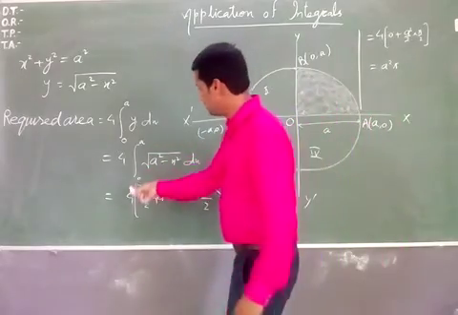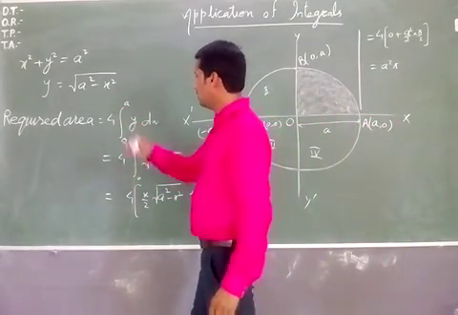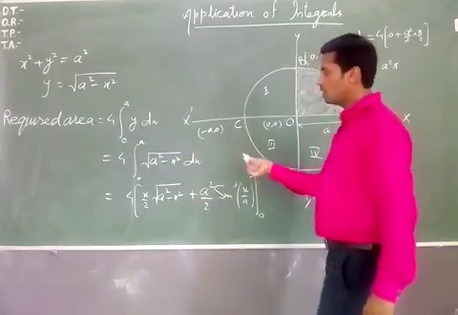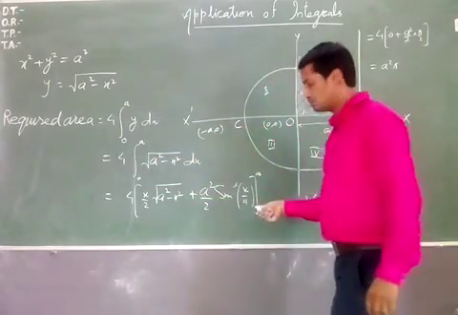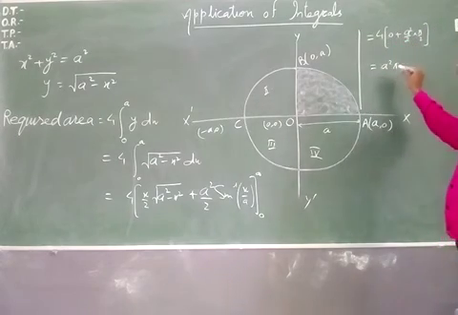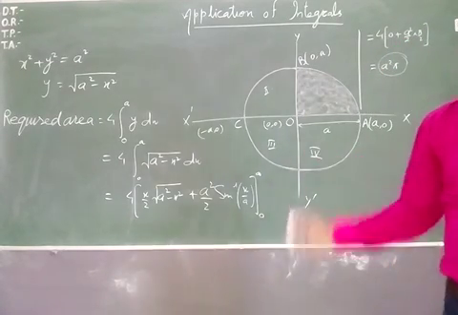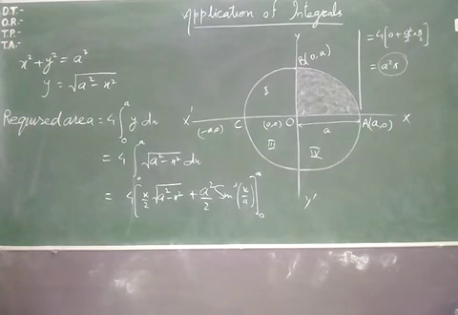So we are doing the same: 4 multiplied by the integral from 0 to a of y, the value of y, and the integration of root a square minus x square I have explained. Now this is the required area of the circle. Now we have to find out the area under a simple curve.